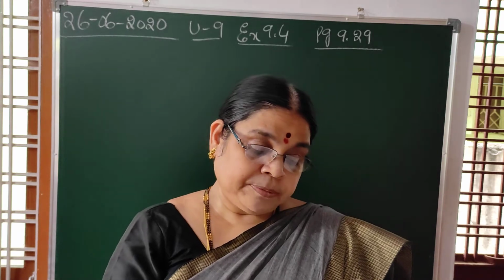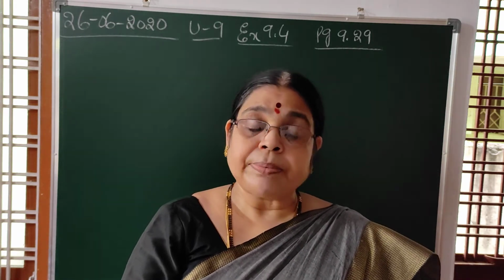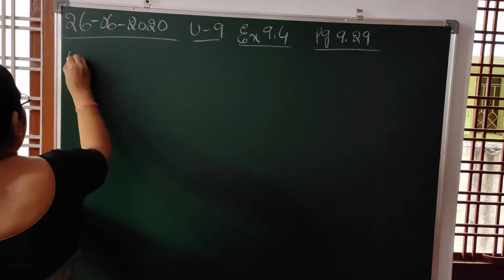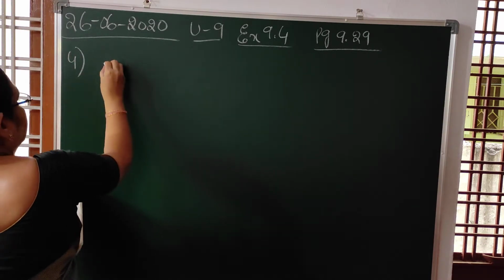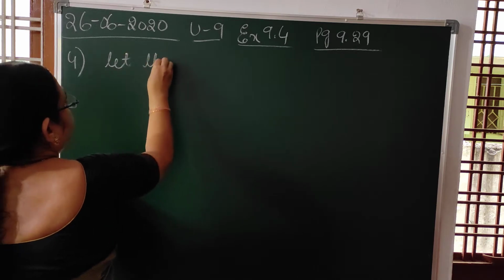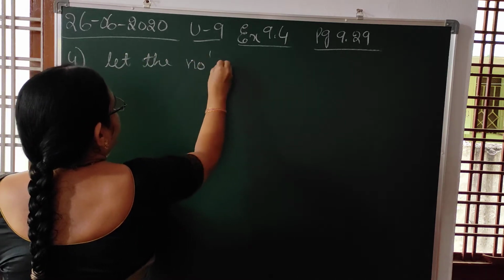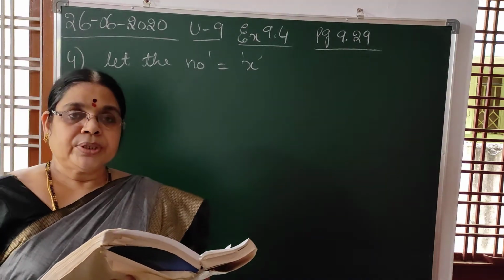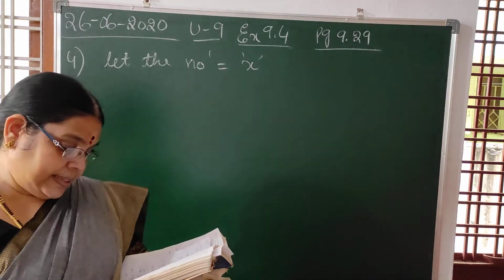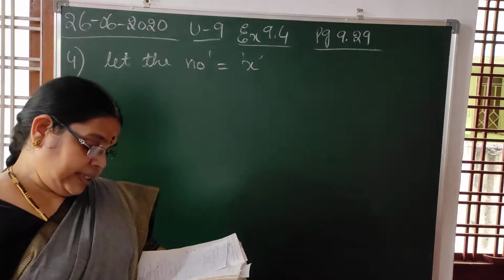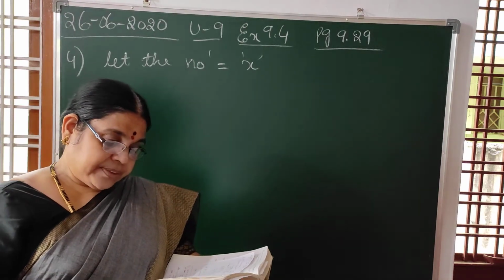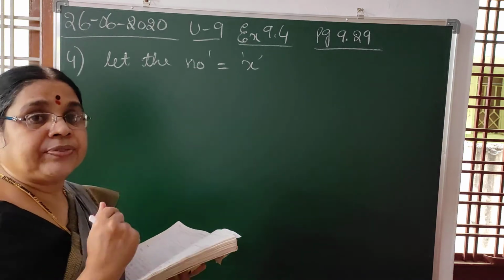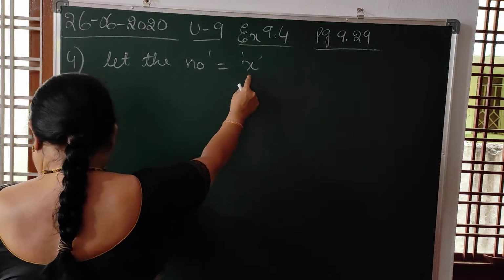What you were told here: when 5 is subtracted from 5 times the number. So let the number be equal to x. You don't know from which number you are subtracting, so let it be x. Then, when 5 is subtracted from 5 times the number, you are going to subtract 5 from what? 5 times this number.